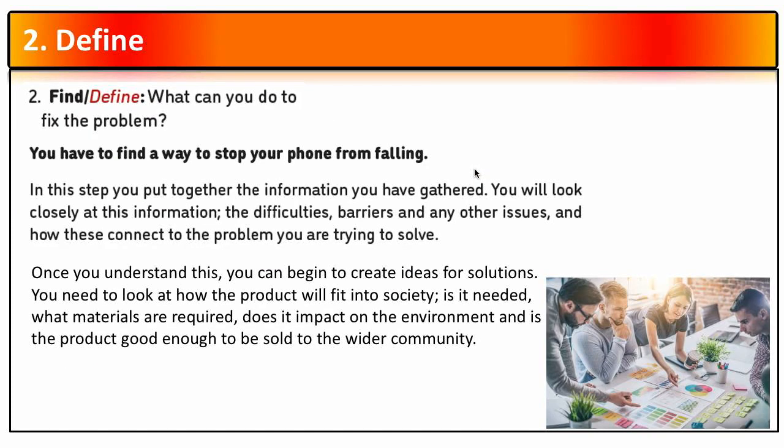Step number 2, define. What can you do to fix the problem? You have to find a solution to the phone falling off the desk. In this step, you are gathering information. You will look closely at this information, the difficulties, the barriers, and other issues. Once you've understood this, you can now start creating ideas for your solution.